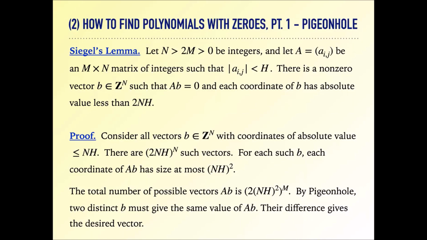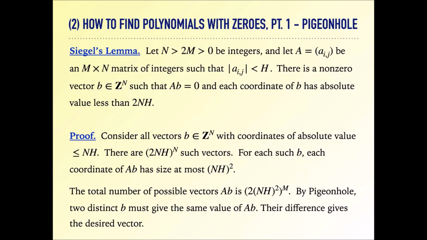So we have this matrix of integers, which represents coefficients in a linear system that we want to find a solution to. And we have a bound of h on the absolute value of the integers in this linear system. Then there is a solution to the linear system. So there are n parameters, integers that give me something in the kernel of this matrix A, such that each coordinate of B is bounded in absolute value by 2nh. Okay. And the proof again is just the pigeonhole principle.